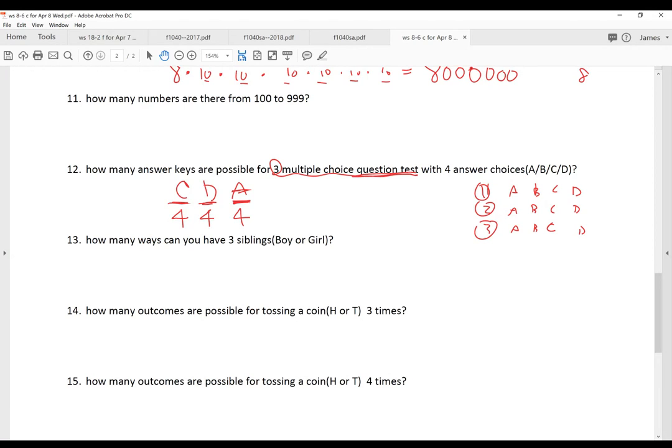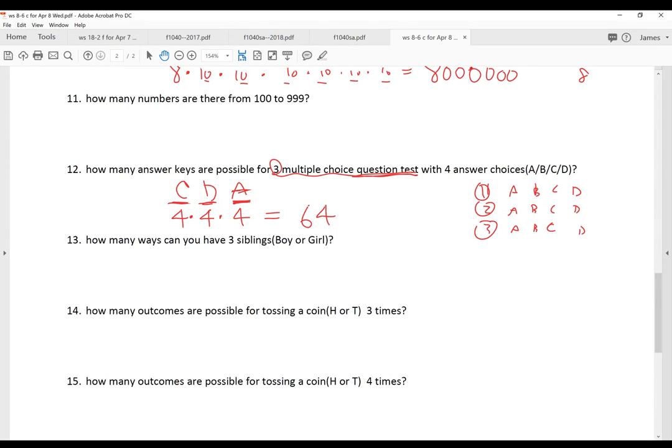So it's not 3 times 4. It's 4 times 4 times 4. Okay. So there are actually 64 answer keys possible. So if you randomly guess, what's the chance of getting it all correct? Not 1 in a million, but 1 in 64. Not a very good chance. So don't guess.